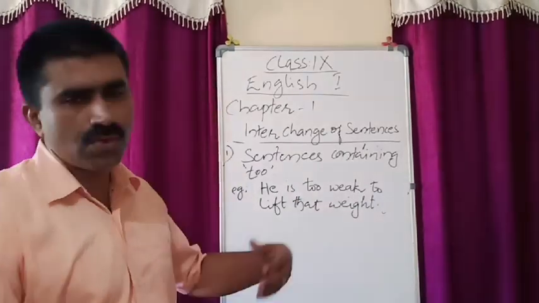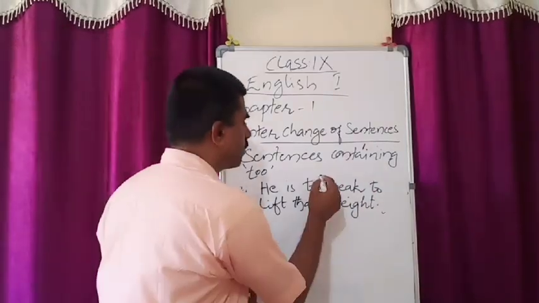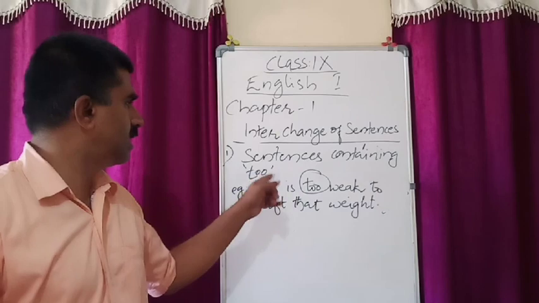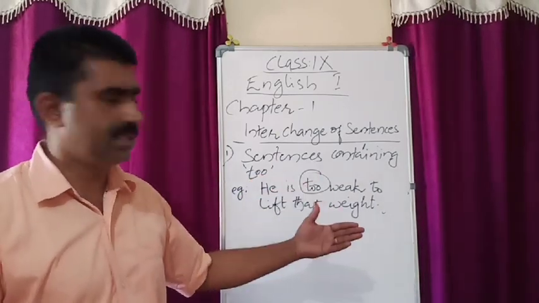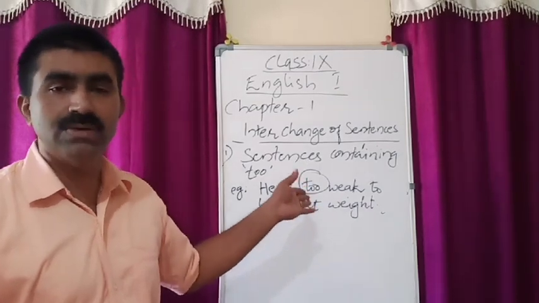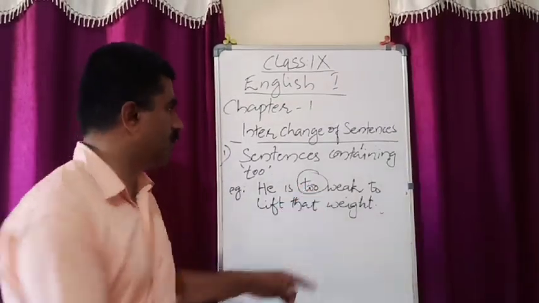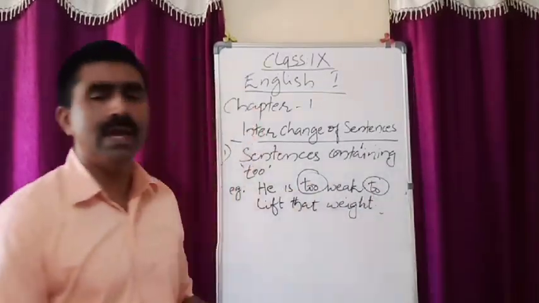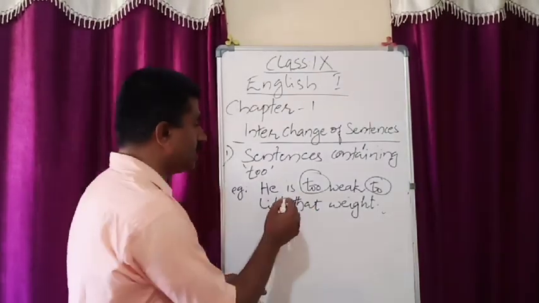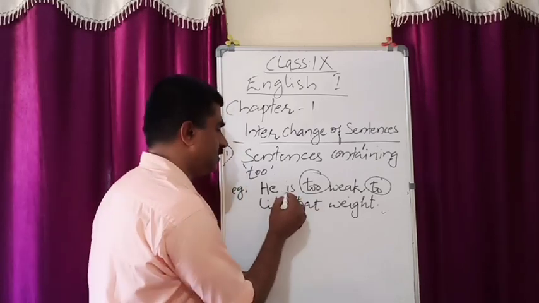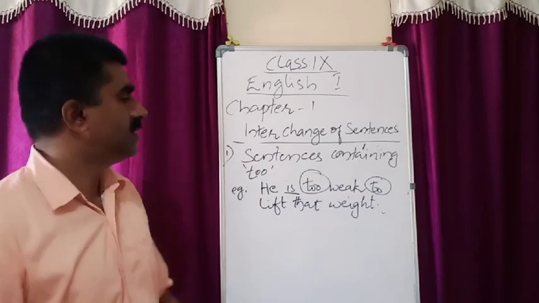The meaning is that he is so weak that he is unable to lift that weight. So here we are going to remove "too...to" and write another sentence without it, without changing the meaning. When we remove "too" and "to", we have to add a negation in the sentence. Without that, it's not possible. And also we have to see the tense of the sentence. If it is present tense, similar changes should be there.